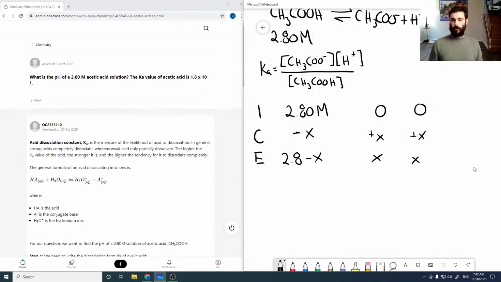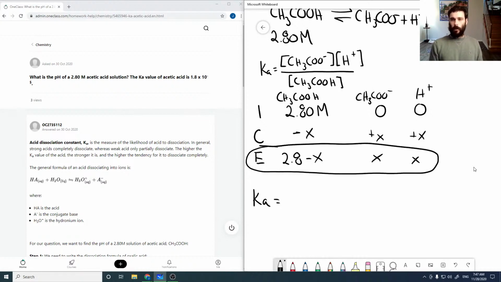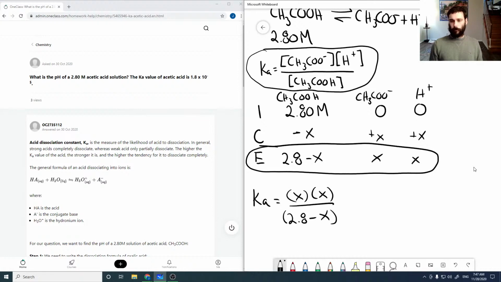And so then we can plug these variables into our Ka expression. So our Ka, and so this is acetic acid, this is the acetate ion, and this is H+. So we can plug these equilibrium concentrations into the appropriate values of our Ka expression. All right, so it's X times X over 2.8 minus X. And we're given that Ka is 1.8 times 10 to the minus 5.